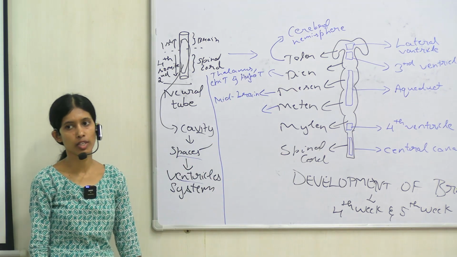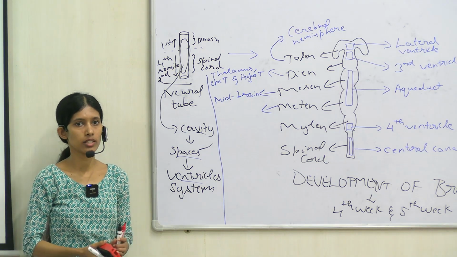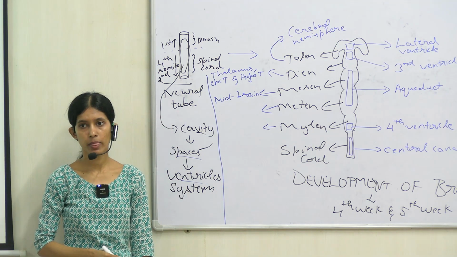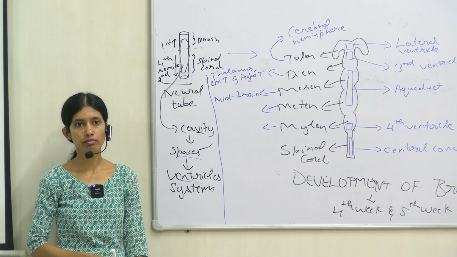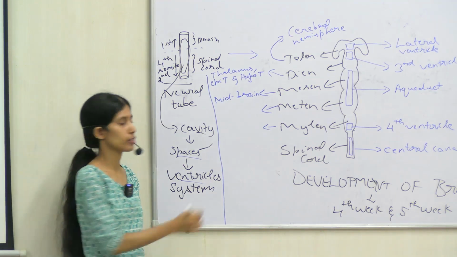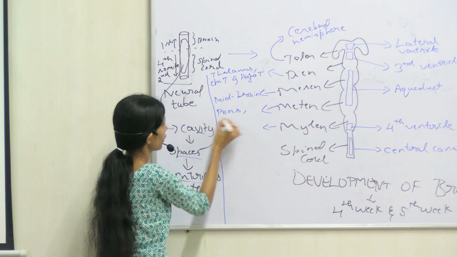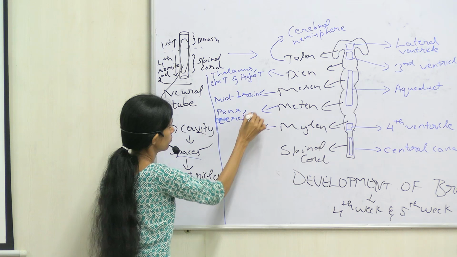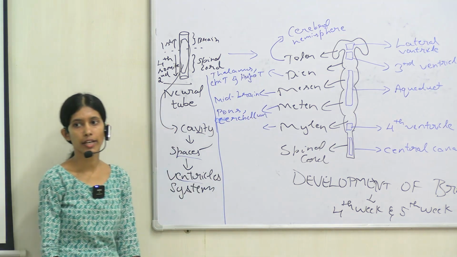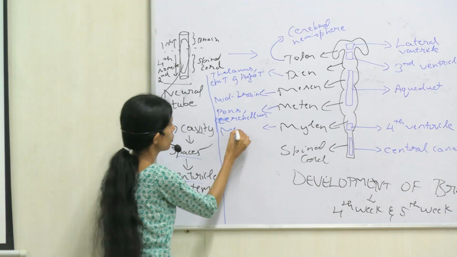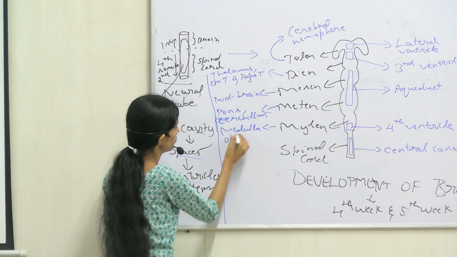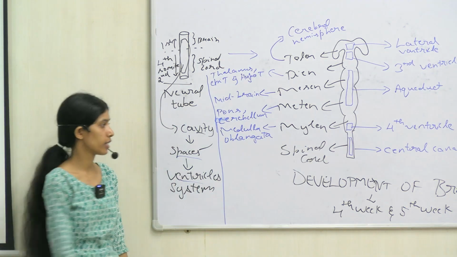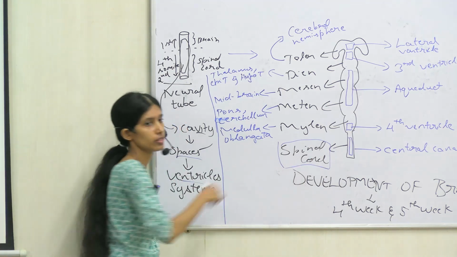What about the metencephalon? What are the parts you can see in the hindbrain? Your metencephalon will give rise to pons and also cerebellum. Okay, and your myelencephalon will give rise to medulla oblongata. Okay, and last followed by we have spinal cord.